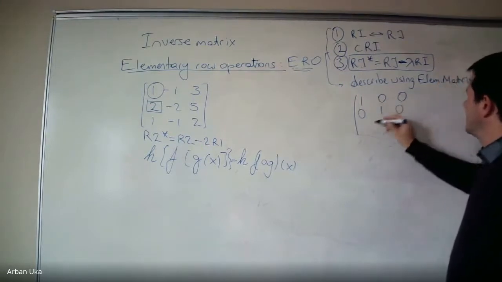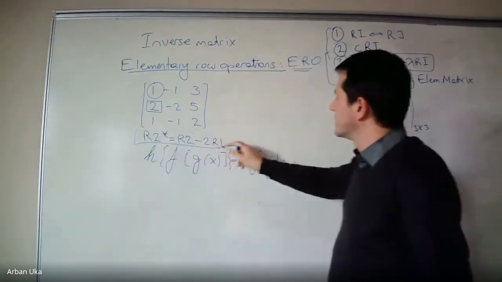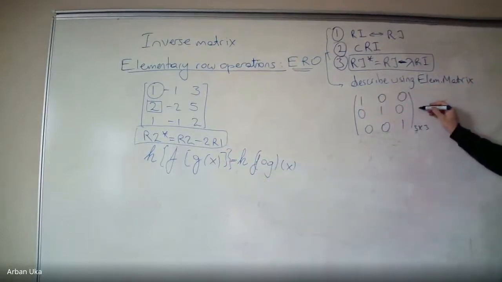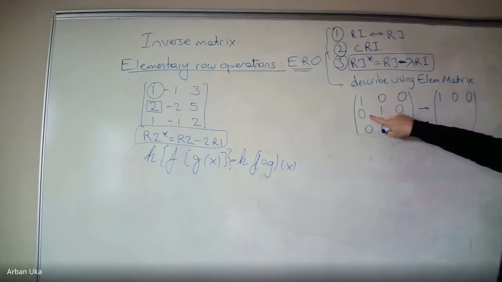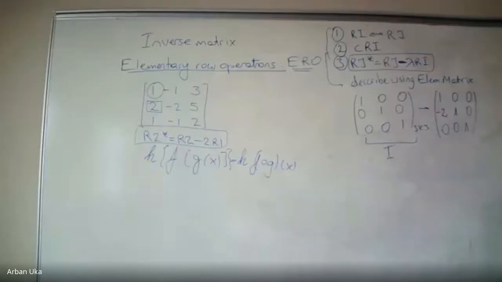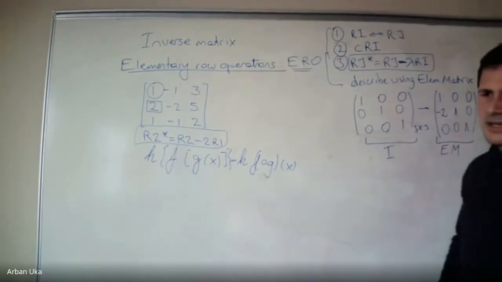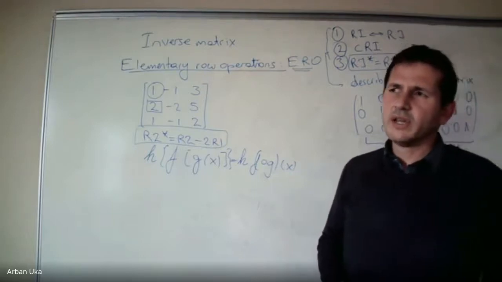An identity matrix 3 by 3 is like this one. Let's say we want to obtain the matrix for the operation row 2 star equals row 2 minus 2 row 1. So let's do this on the identity matrix. The first row is 1, 0, 0. The second row is row 2 minus 2 row 1, so minus 2, 1, 0. The third row is 0, 0, 1. Let's call this one an elementary matrix. An elementary matrix is a matrix that we can obtain from an identity matrix using a finite number of elementary row operations.